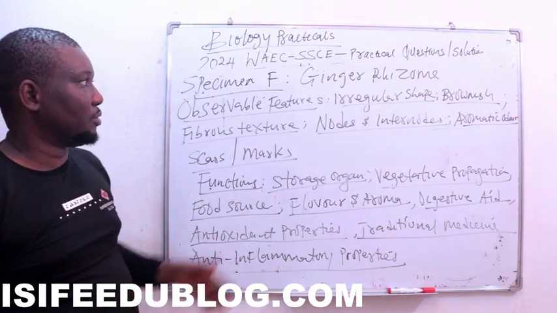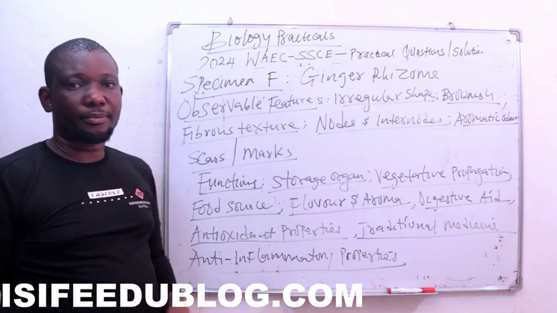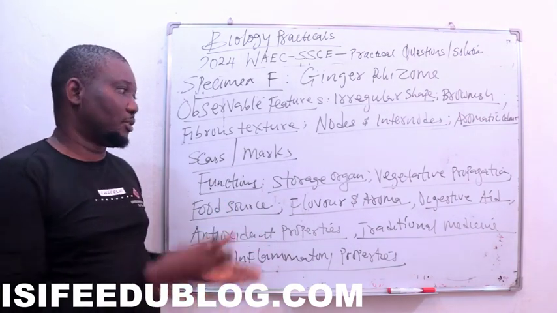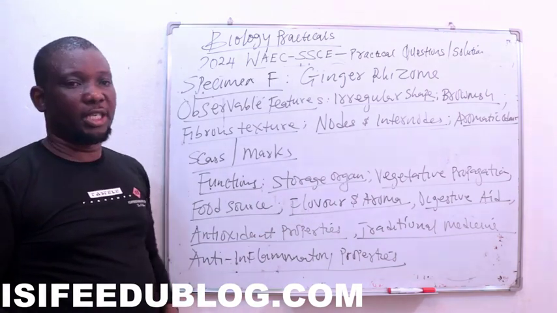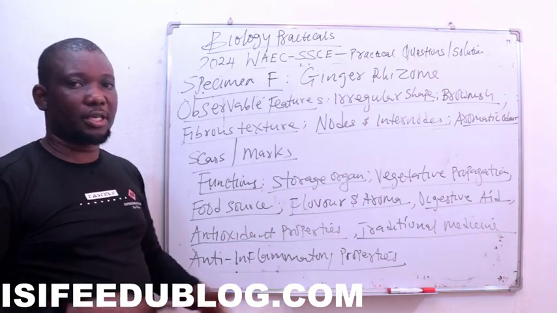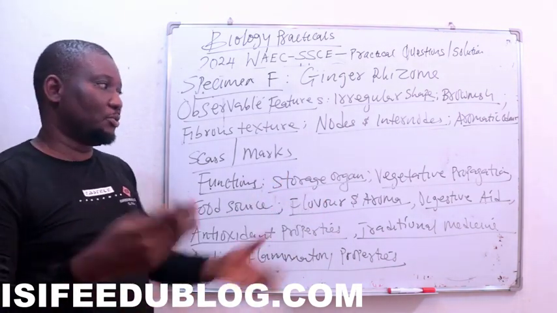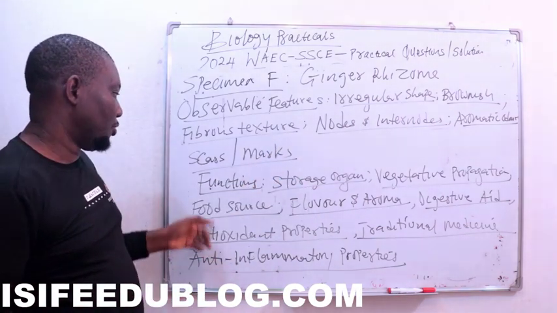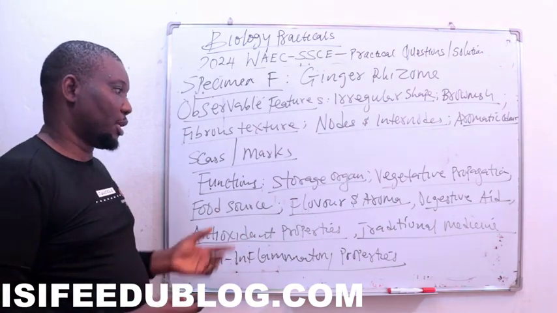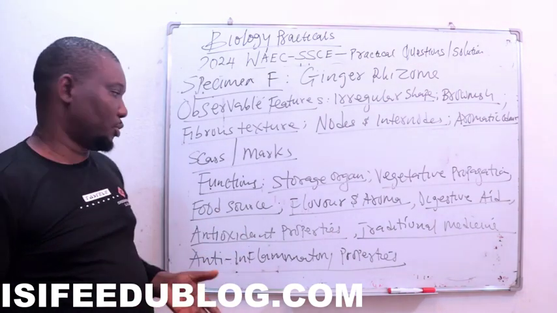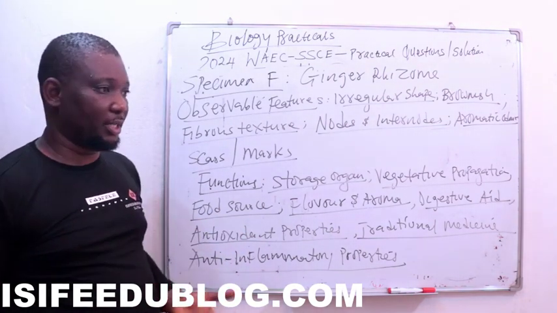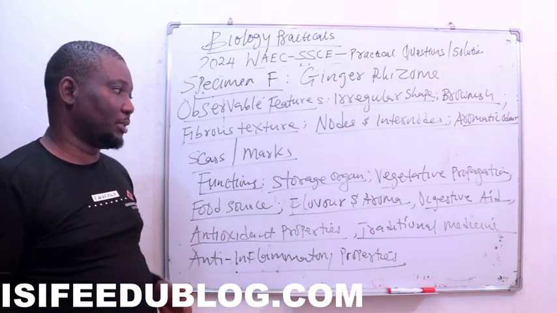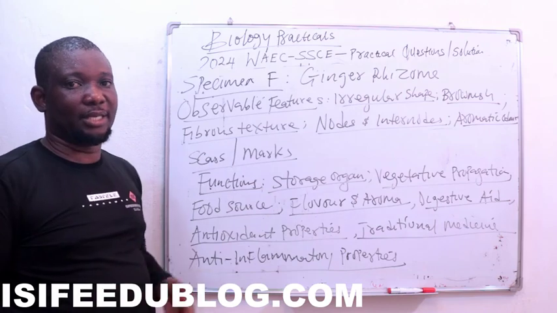So what are the functions of ginger? Storage organ, where minerals and water are stored. Vegetative propagation, so it can disperse and start to grow from its vegetative part. It can also serve as a food source. You can also use it as a food additive, for flavor and aroma. Sometimes it's pleasant.